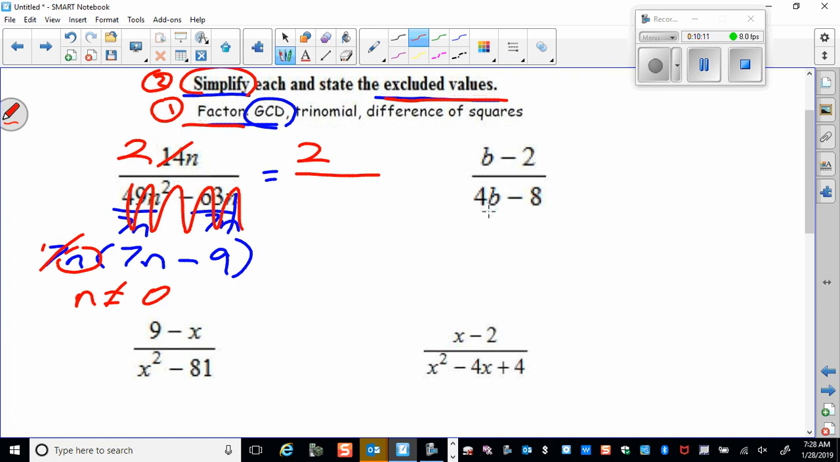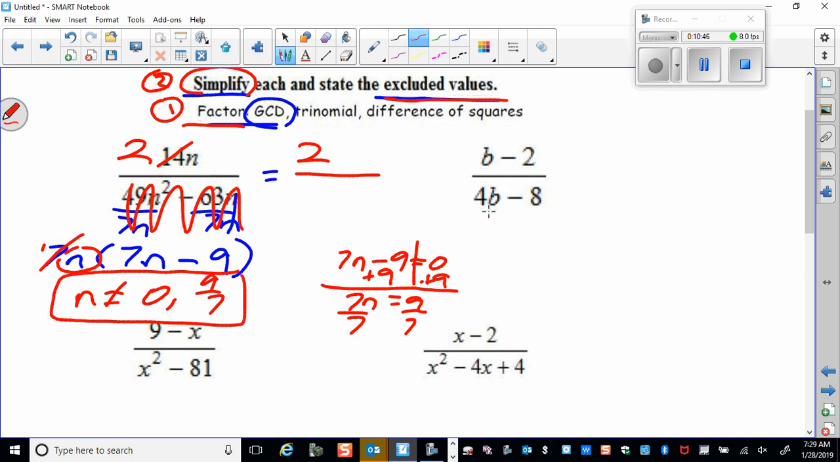And then here, I've got 7n minus 9. If I set this equal to 0 and solve for that, I've got 7n minus 9 equals 0. So I'll add 9 to both sides. So 7n equals 9, divided by 7, so n equals 9/7. 9/7 is my other excluded value. n cannot equal 0, and n cannot equal 9/7. Those are my two excluded values.